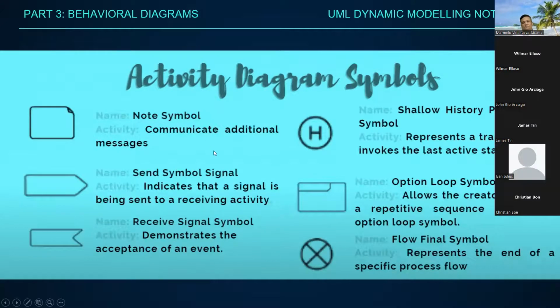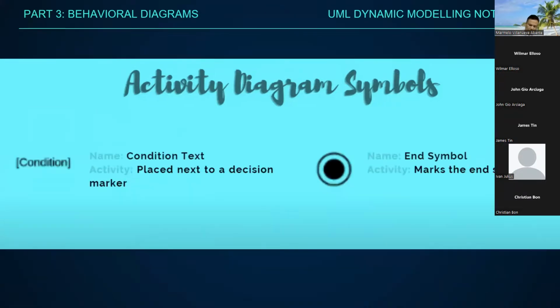Ito naman yung note symbol, which communicates additional messages. The send signal symbol indicates that a signal is being sent to a receiving activity. The receive signal symbol demonstrates the acceptance of an event. The shallow history pseudo-state symbol represents a transition that invokes the last active state. The option loop symbol allows the creator to model a repetitive sequence. The flow final symbol represents the end of the specific process flow. The condition text is placed next to a decision marker. And then the end symbol marks the end state.